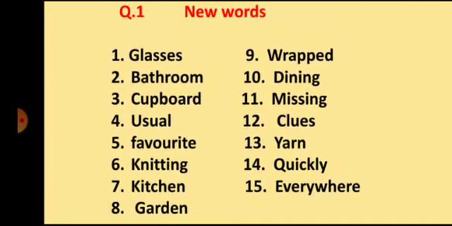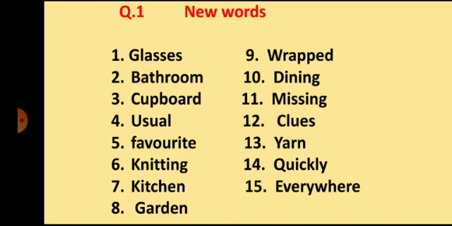Now the next is KITCHEN, kitchen. Kitchen is a room in the house where your mother cooks food. Then the next is GARDEN, garden. You all know the meaning of garden. WRAPPED, wrapped. Wrapped means covered with something. So we wrap the gift. Now dining, DINING, dining. Here we can say dining means to eat, and we have dining room, a place where we have our meals.